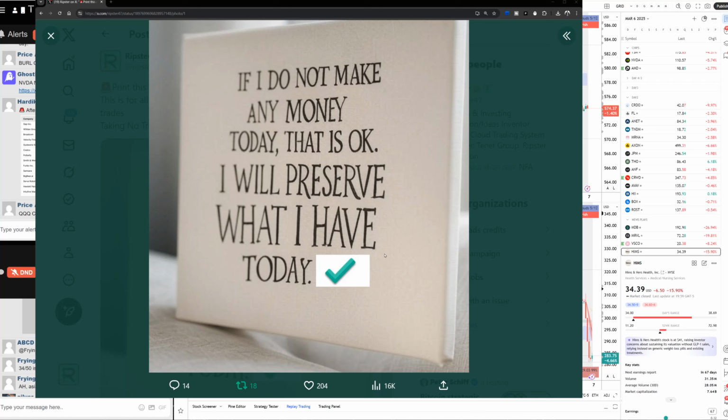The key is preservation. The gurus will tell you of making crazy money every day. No, that's not how it is. You have to preserve. I myself had huge losses doing those crazy things. That's why I teach you this, so that you guys don't have to go through that. So make sure you print this out. Tell your mind that if I do not make any money today, that is okay. I will preserve what I have today.